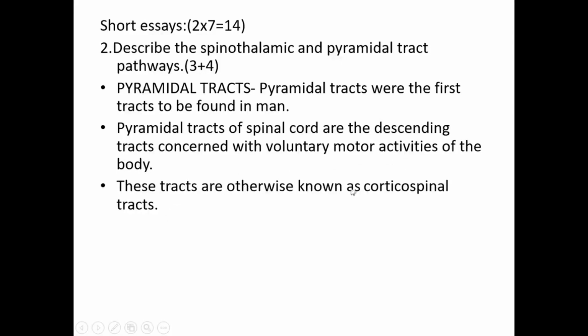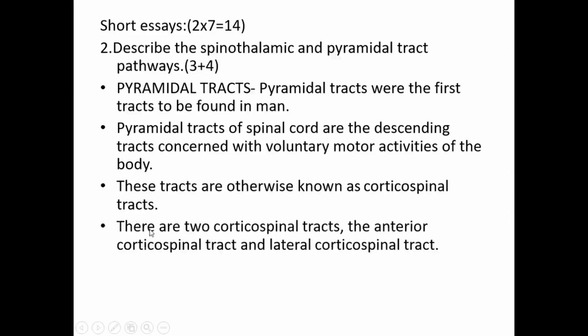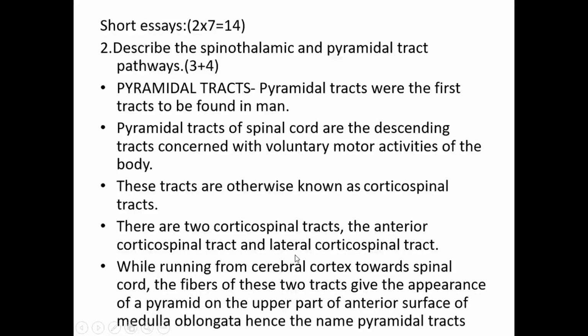These tracts are otherwise known as corticospinal tracts. So there are two corticospinal tracts, that is the anterior corticospinal tract and the lateral corticospinal tract. When running from the cerebral cortex toward the spinal cord, the fibers of these two tracts give the appearance of a pyramid on the upper part of the anterior surface of the medulla oblongata. Hence, it is known as the pyramidal tract.